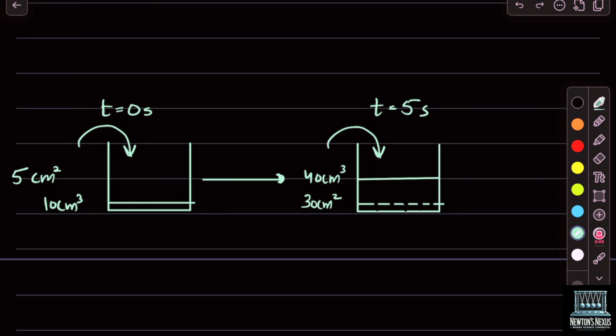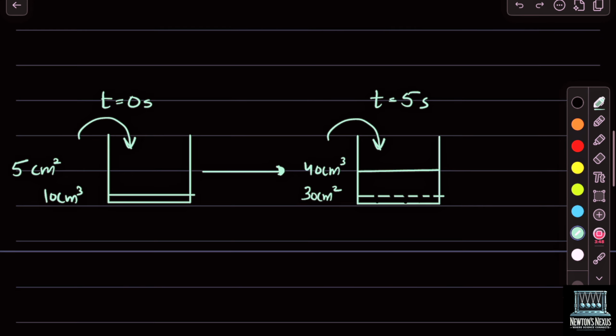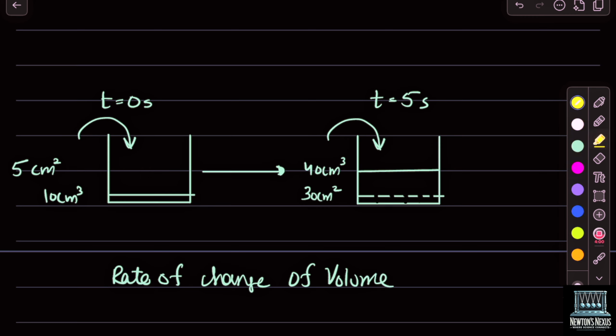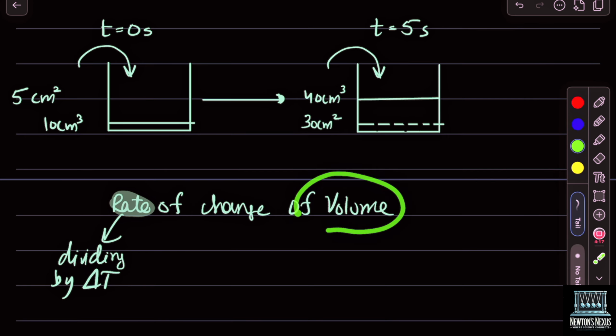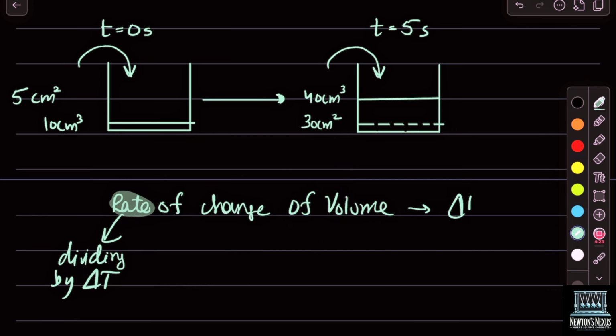Now if we were asked to calculate the rate of change of volume, well, whenever we encounter the word rate, it always means dividing by change in time, dividing by delta t. And because we are asked about the volume, it basically means delta v upon delta t, or dv upon dt.